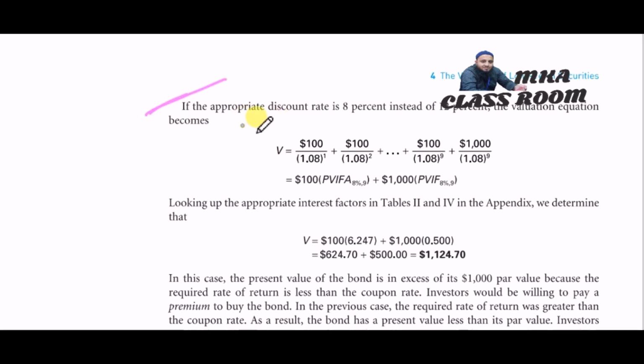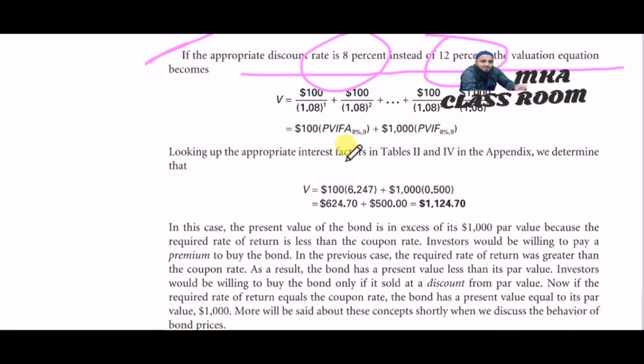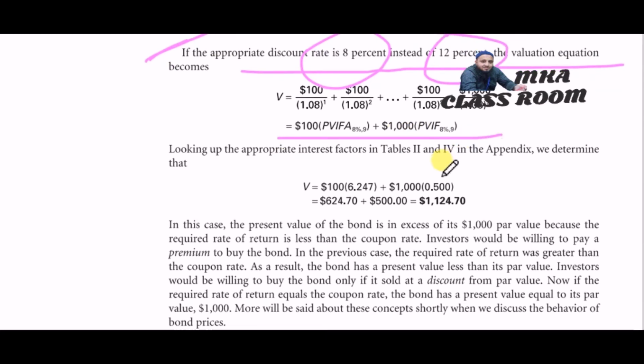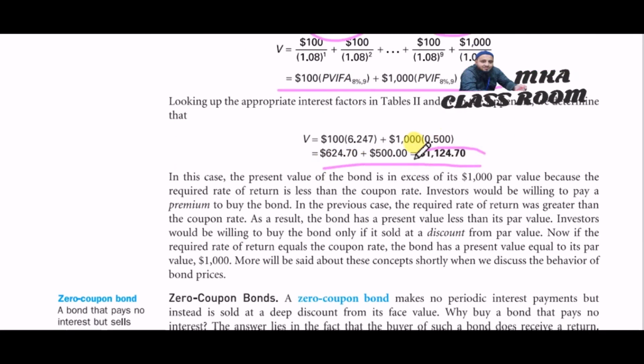Then we will see, if the appropriate discount rate is 8% instead of 12%, what would the valuation be? There we had the 12% rate, and now we have to calculate for 8%. So if we put these values into the equation, the value of this bond is 1124.70.